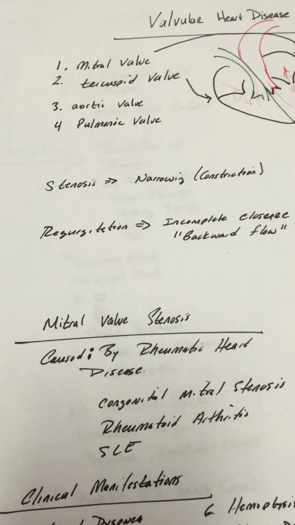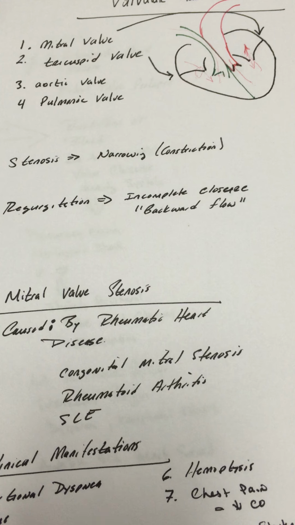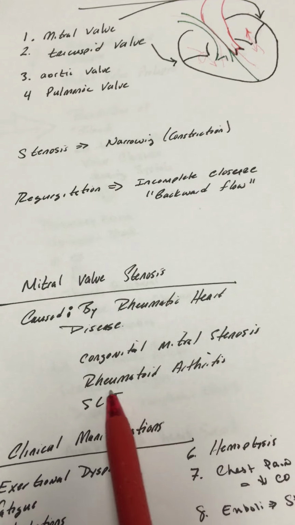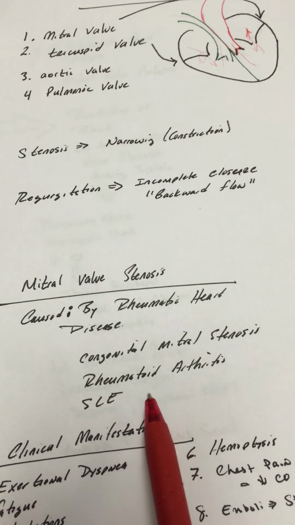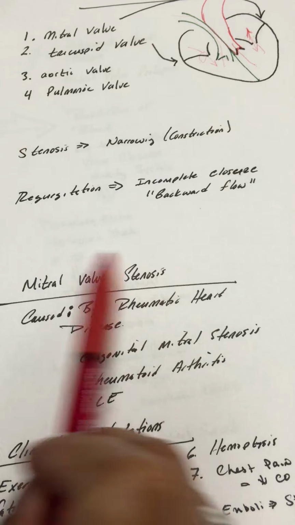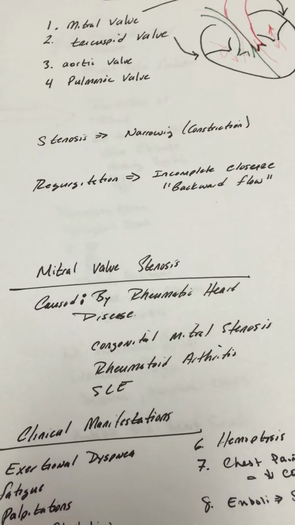If it is not caused by rheumatic heart disease, it may be caused by some congenital anomaly, meaning they're born with it. So it could be a congenital mitral stenosis. Again, they're born with this problem. Mitral valve stenosis may also be caused by rheumatoid arthritis or systemic lupus erythematosus. Now we're going to talk about systemic lupus erythematosus in a later lecture, but again, systemic lupus, meaning your entire body can be affected. So again, it may cause mitral valve stenosis.